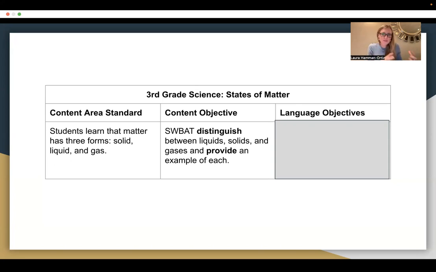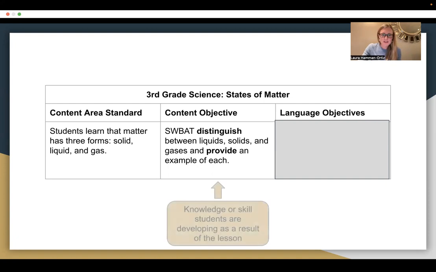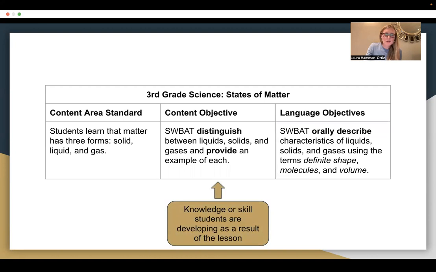Now, that's what they're doing in terms of content, but I need to think now about what students will be doing with language, or what I want them to be doing with language to engage in this content objective. So if this was the knowledge or skill they're developing, now my language objective might be, students will be able to orally describe characteristics of liquids, solids, and gases using the terms definite shape, molecules, and volume. So here I've identified a specific function or way that students are using language. They're describing, that's how they're using language.